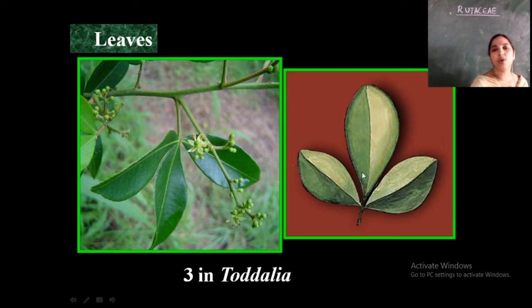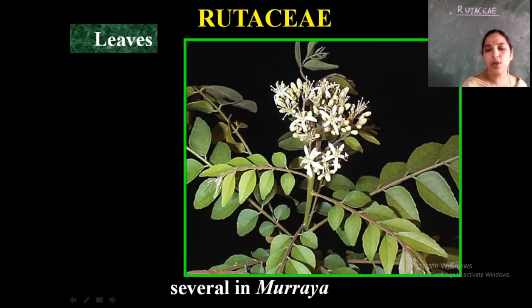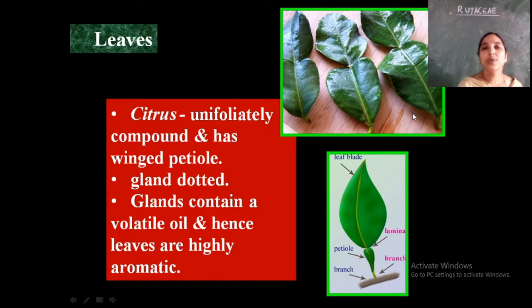3 in Toddalia. I already told you the number may vary. This is a very common plant that we use daily in our dishes, that is curry leaf. Its name is Murraya. So curry leaf has pinnately compound leaves. Clear? Now citrus, another very common plant: citrus, cherunaranga, lemon, madala naranga.